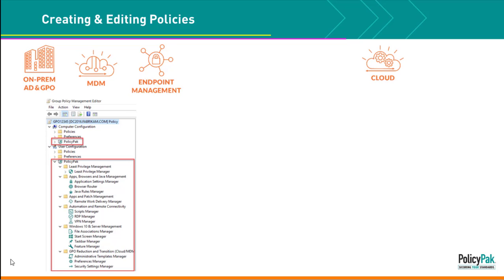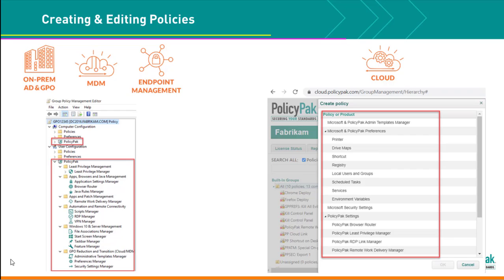In PolicyPak Cloud land, what does this look like? We call it our in-cloud editors. So the idea is that you can just right here create a new policy, click on what you want, either all the Microsoft admin templates or group policy preferences or Microsoft security settings, or all of PolicyPak's specific settings. Well, not all. See, that's the thing. We can't do all of PolicyPak specific settings, but we can do a whole lot.